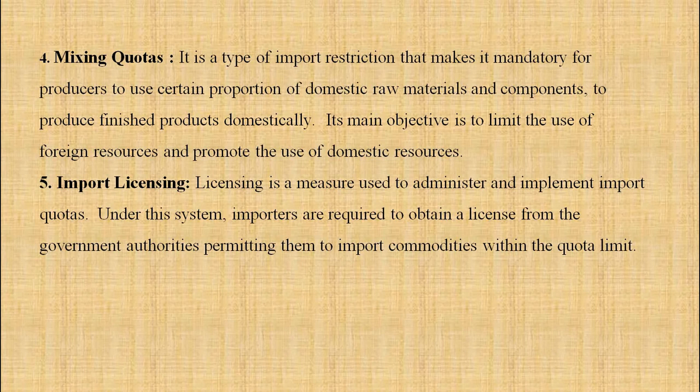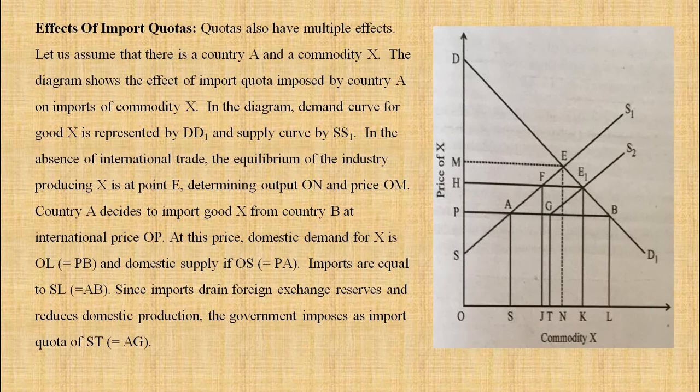Fifth, import licensing. Licensing is a measure used to administer and implement import quotas. Under this system, importers are required to obtain a license from the government authorities permitting them to import commodities within the quota limit. Now we will see the effects of import quotas. Quotas also have multiple effects.